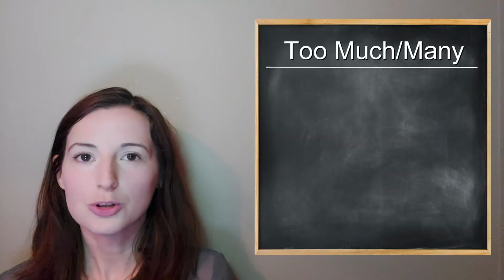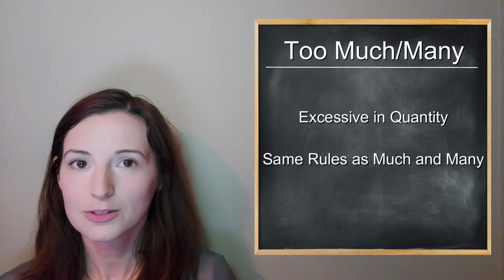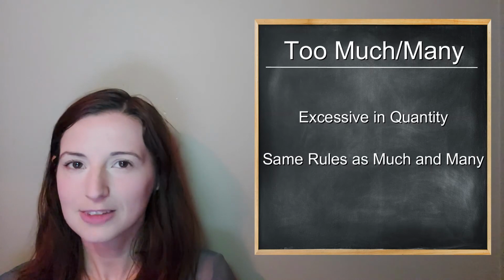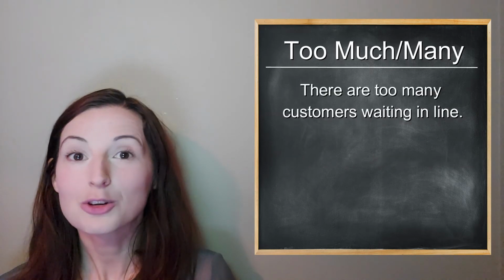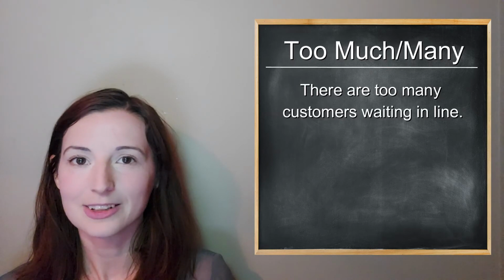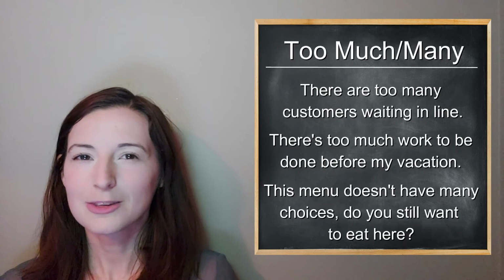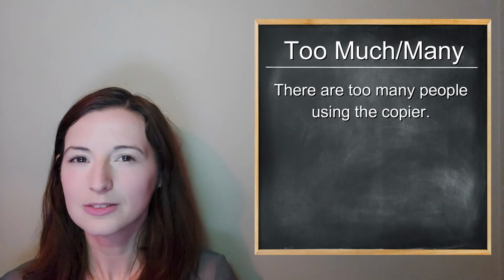We use the word too with much and many to indicate a quantity that is excessive, more than what someone wants or needs. The same rules we use with much and many apply here. There are too many customers waiting in line. There's too much work to be done before my vacation. This menu doesn't have too many choices. Do you still want to eat here?